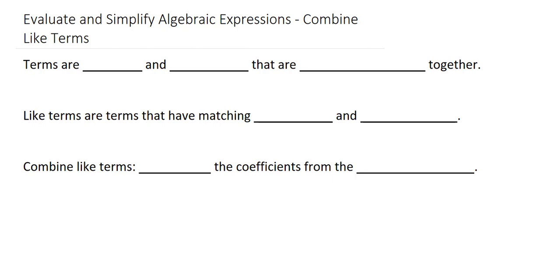Evaluate and simplify algebraic expressions. Combine like terms. Now, terms are numbers and variables that are multiplied together. So let's look at some examples.